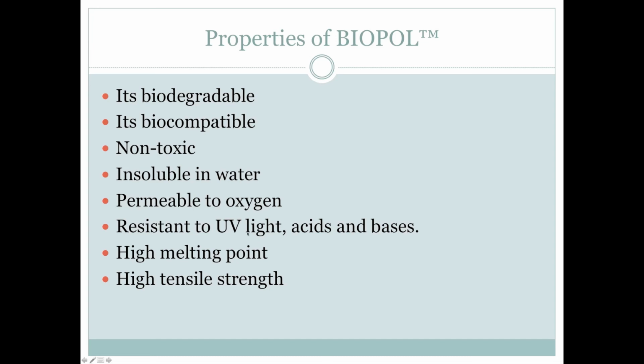Resistant to UV light means that it is not affected by light, acids or bases. So any type of chemical you throw on it, it won't have an effect on it. The high melting point means that it can be used in piping, for example, because it's also insoluble to water underground, and high tensile strength means that it's not weak and it won't break in a matter of seconds. It's actually durable. Yeah, thank you for bearing through my presentation.